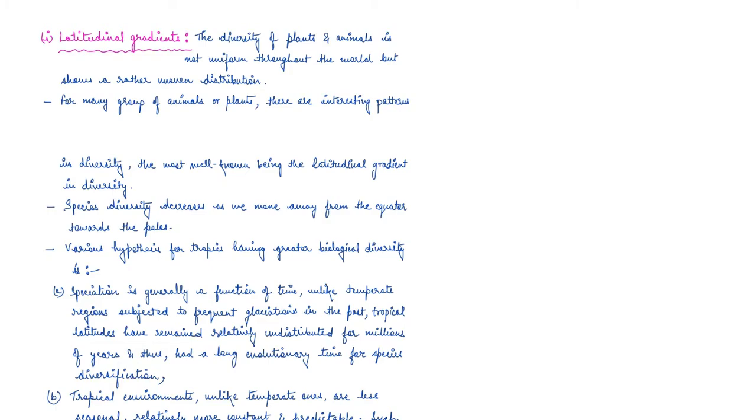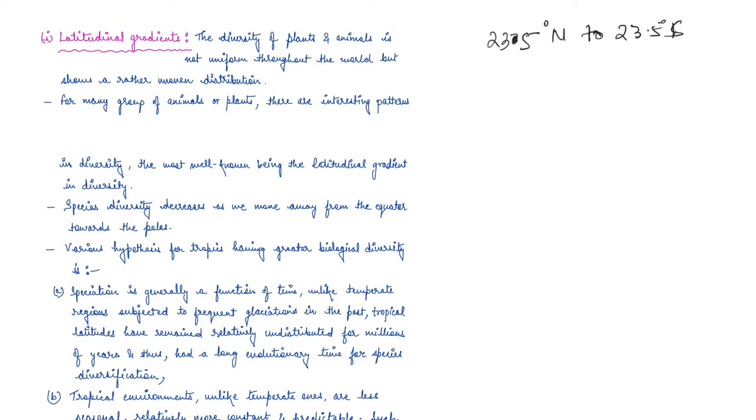In general, species diversity decreases as we move away from the equator. When we move from the equator towards the pole, whether it is the north or the south pole, species diversity decreases. It is highest over the equator, with a few exceptions. The tropics, which lie from 23.5 degrees north to 23.5 degrees south, harbor more species than the temperate or polar regions.